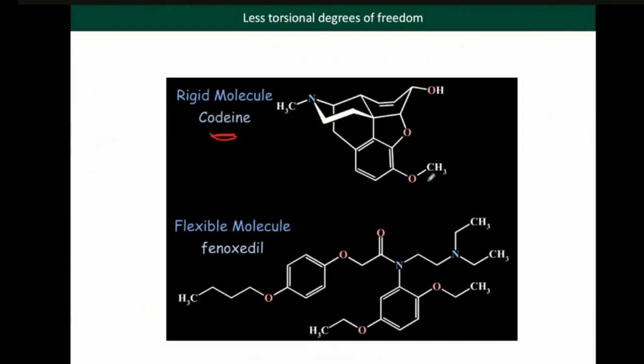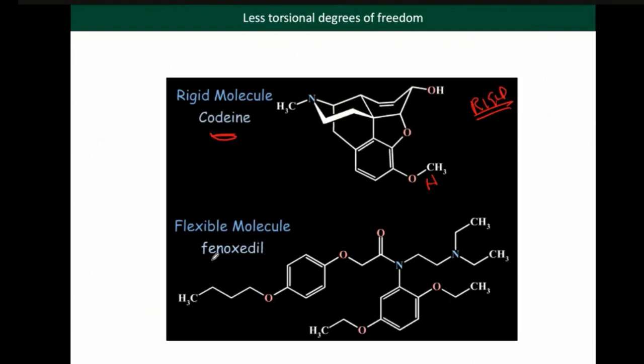So here normally you'll be having OH in morphine. The hydrogen is replaced by methyl. That's the only difference between morphine and codeine. So this molecule is rigid in nature because the number of rotatable bonds is small. The torsional degrees of freedom is less.